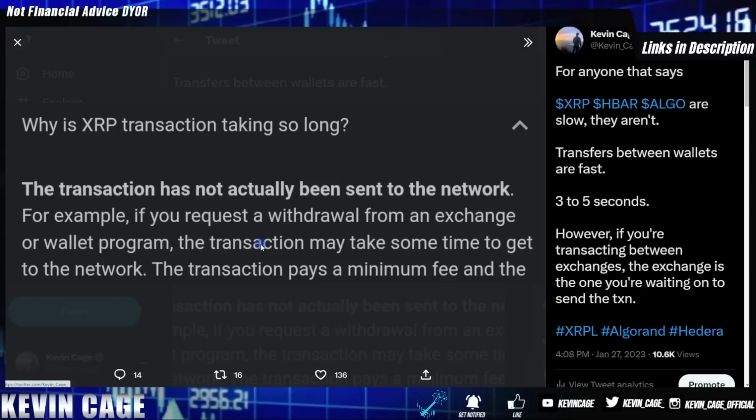So that's a common question I saw in some YouTube comments, so I just wanted to share. Why is an XRP transaction taking so long? Well, if you sent XRP between two wallets or your Ledger, it's typically pretty quick. And if it's taking more than 30 seconds, it's probably because of an exchange. Because when you're withdrawing XRP from an exchange, you have to request a withdrawal from said exchange or the wallet program. So the transaction may actually take some time to get to the network and even be processed.